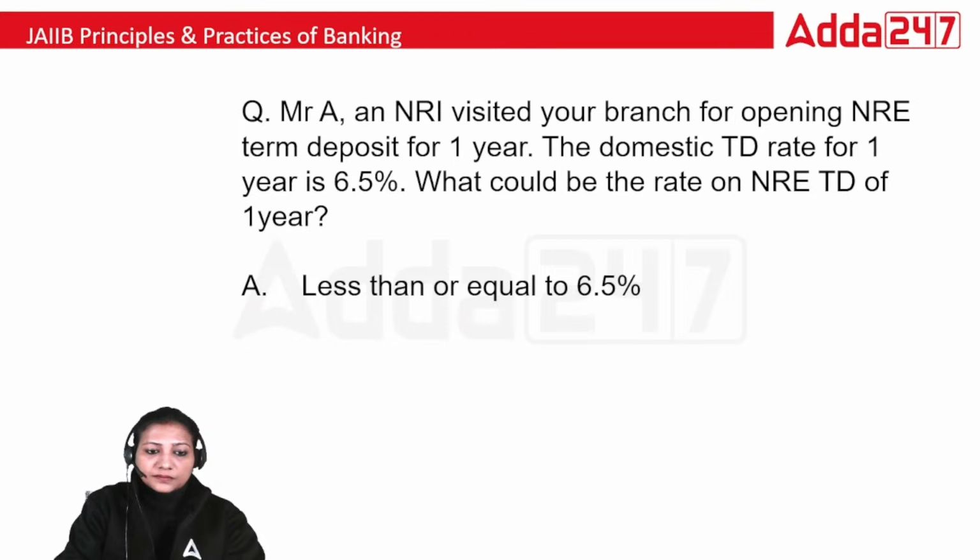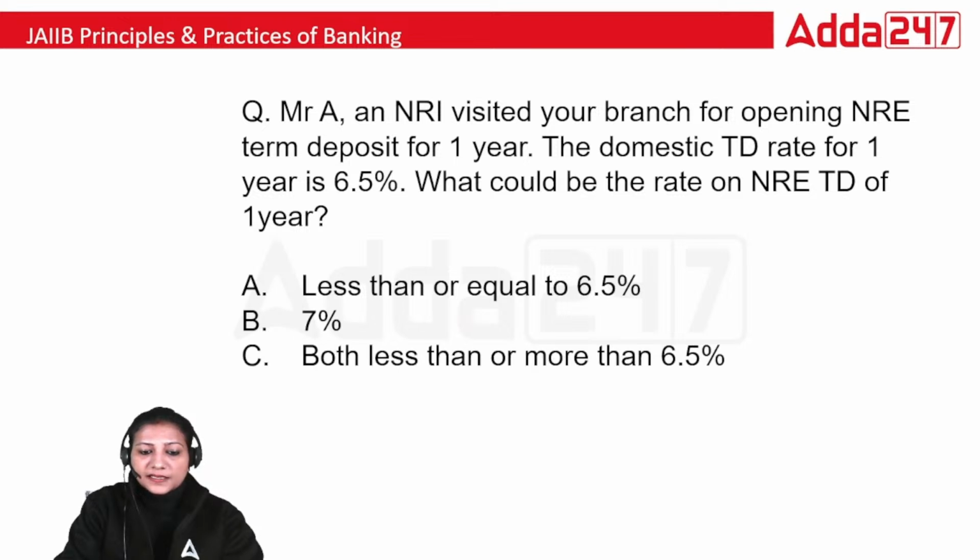Mr. A, an NRI, visited your branch for opening an NRI term deposit for 1 year. The domestic TD rate for 1 year is 6.5%. What could be the rate on the NRI TD of 1 year? Less than or equal to 6.5%, 7%, both less than or more than 6.5%, none of these.